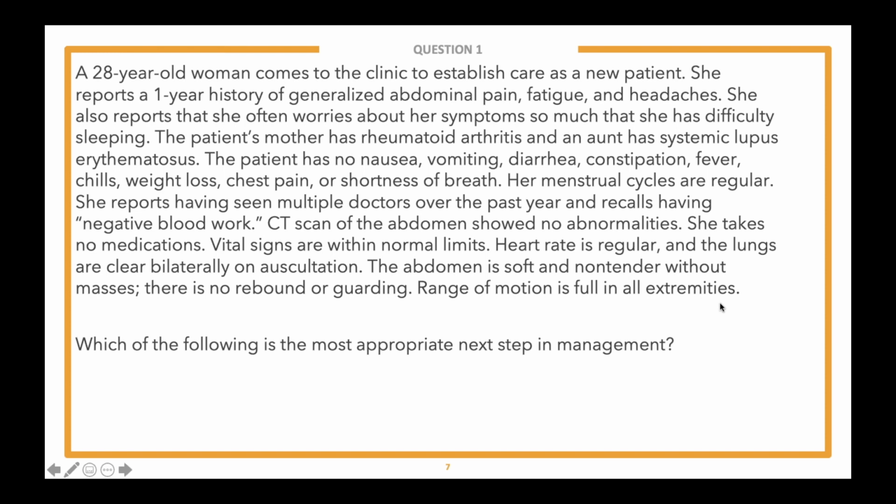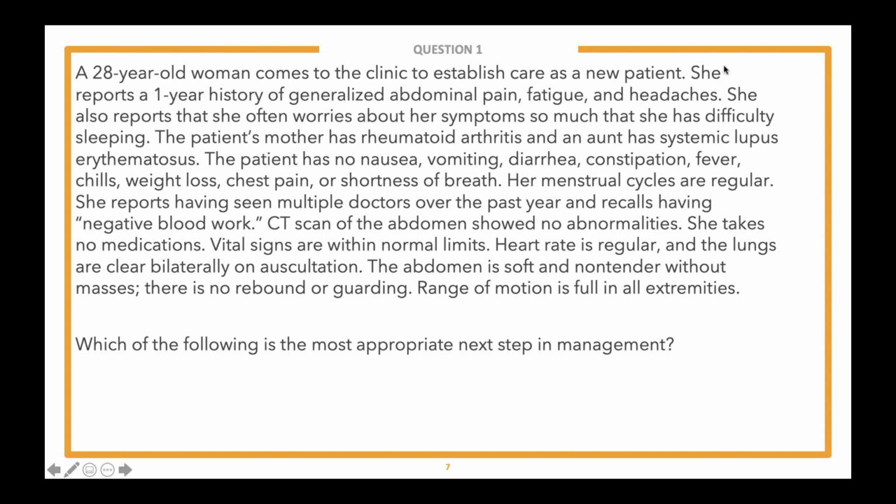She reports having seen multiple doctors over the past year and recalls having negative blood work. CT scan of the abdomen showed no abnormalities. She takes no medications. Vital signs are within normal limits. Heart rate is regular and the lungs are clear bilaterally on auscultation. The abdomen is soft and non-tender without masses. There is no rebound or guarding. Range of motion is full in all extremities. So once again, which of the following is the most appropriate next step in management?